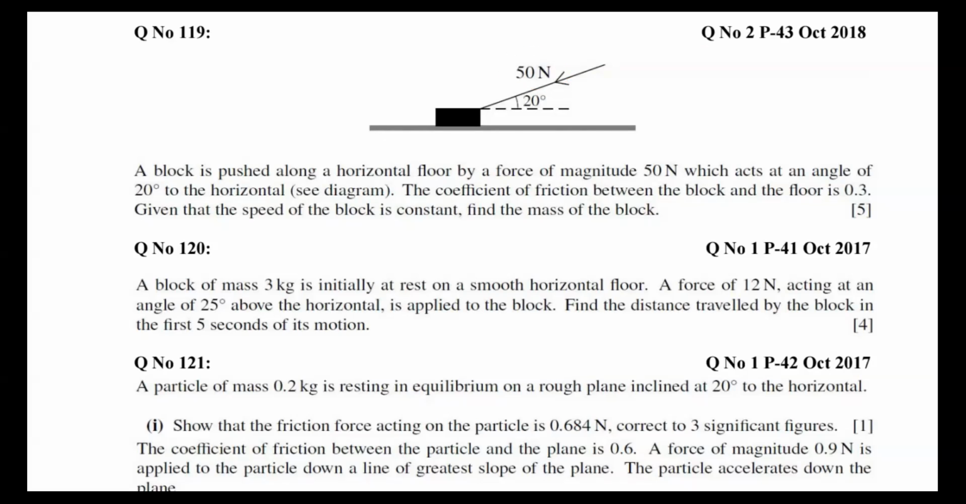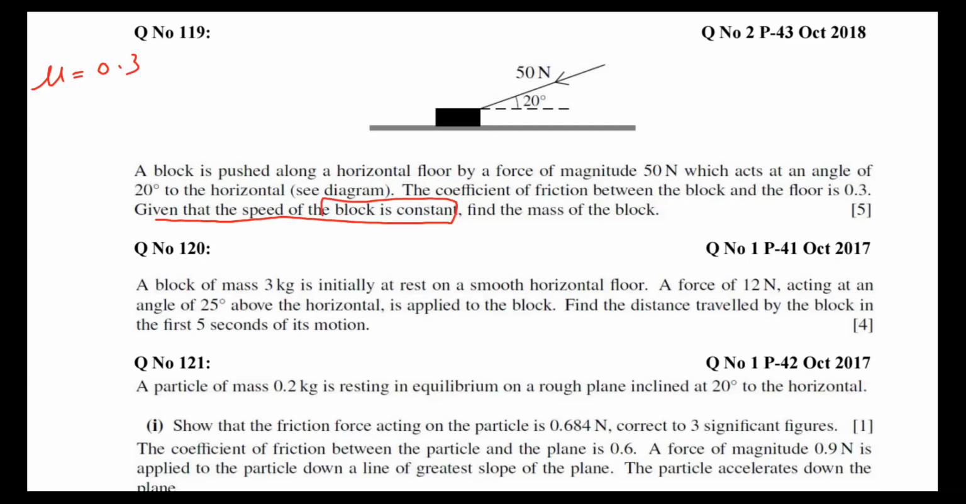Let me read. A block is pushed along a horizontal floor with a magnitude 15 Newton force, at an angle of 20 degrees. So the force is acting at an angle of 20 degrees. Very clear. The coefficient of friction between the block and the floor is 0.3. So I'm writing here, the coefficient is given by him as 0.3. Very clear.